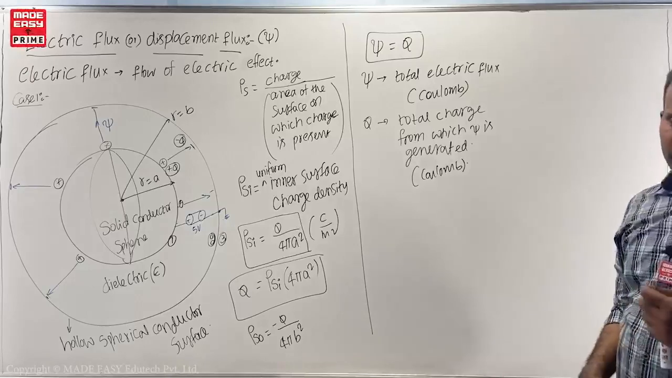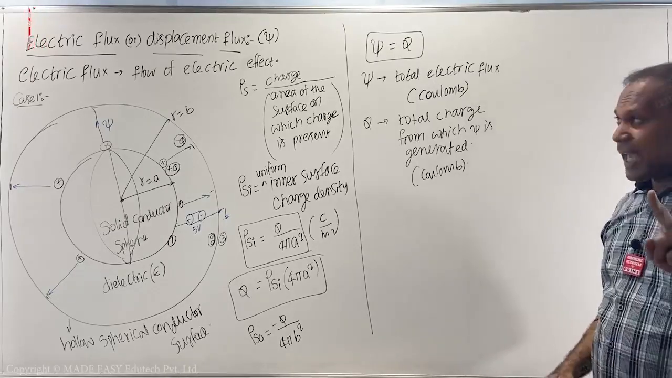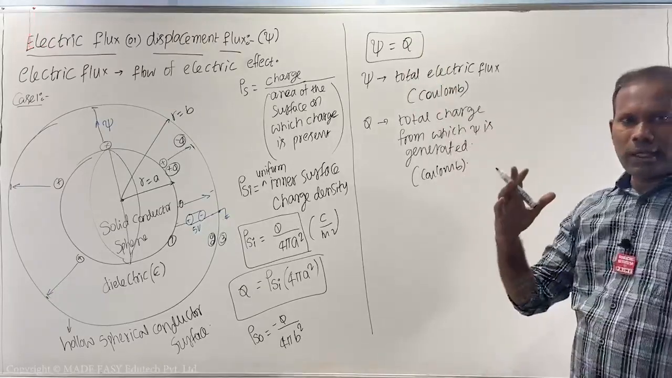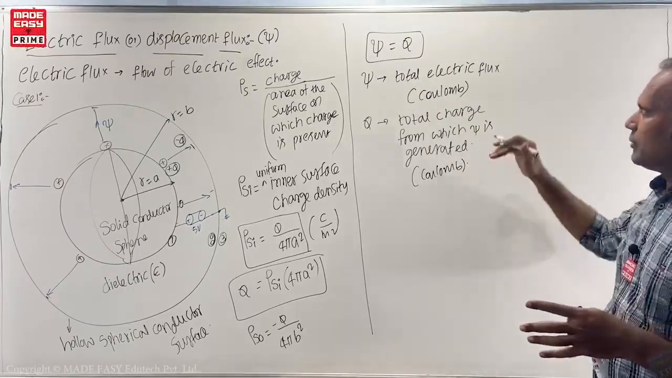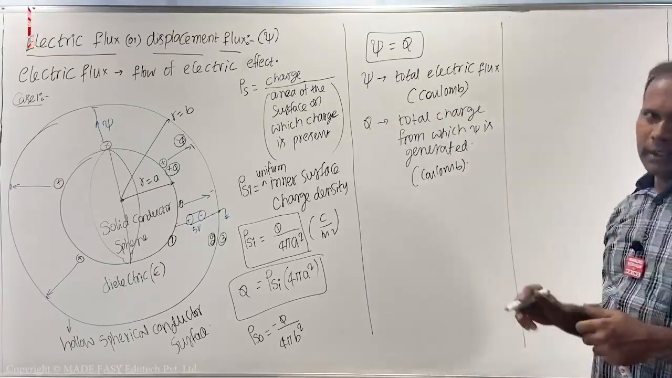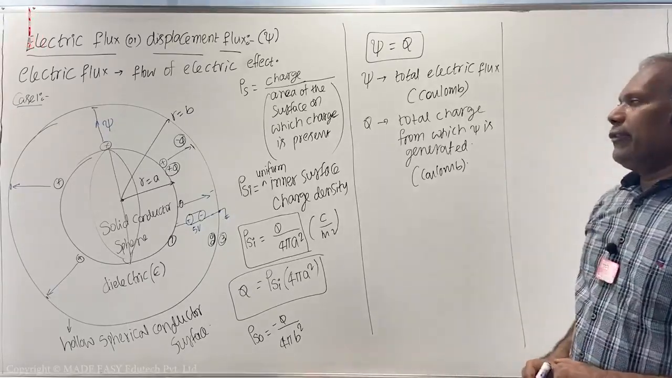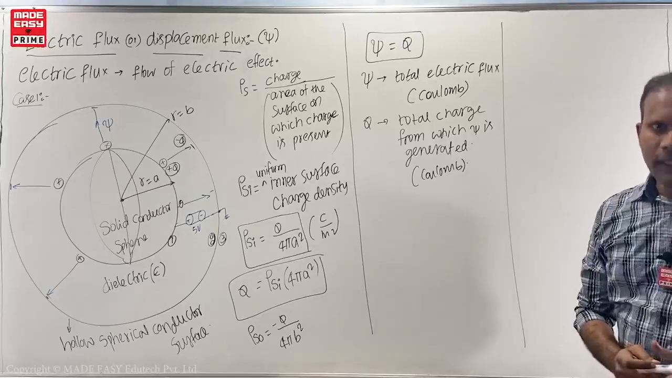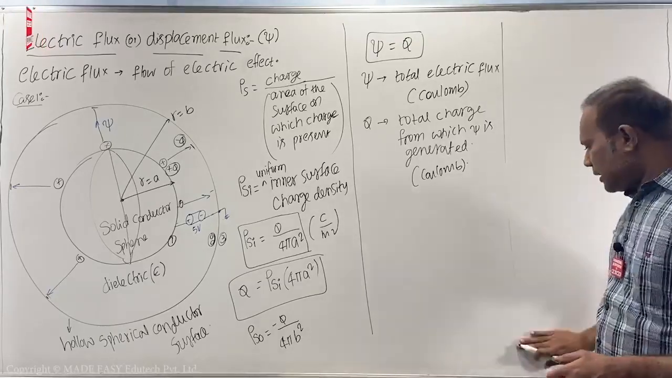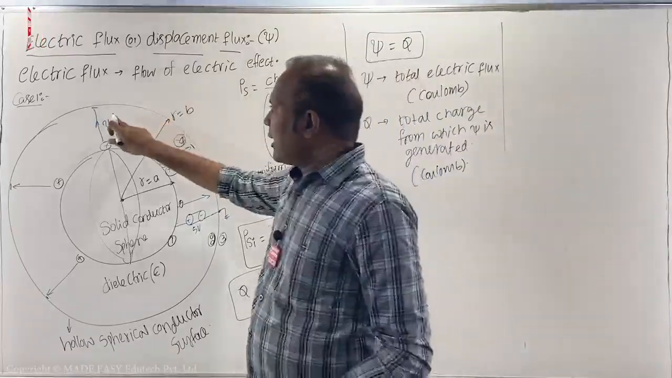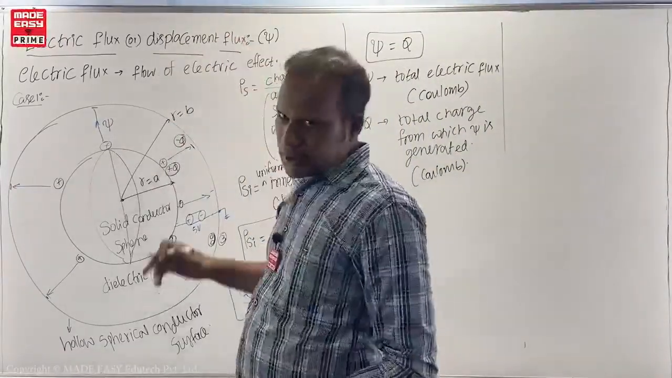This is the perfect definition, because electric flux carries the effect of the electric charge, so it should have the unit of electric charge only, that is coulomb. So that is correct, dear students. Now we can define electric flux density also. This is called electric flux, or otherwise displacement flux.